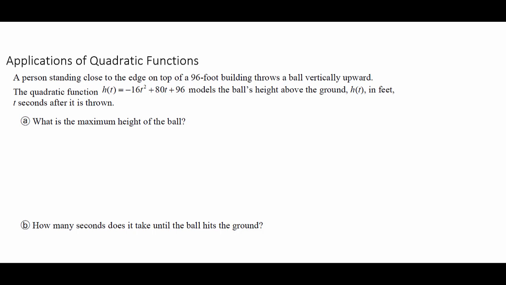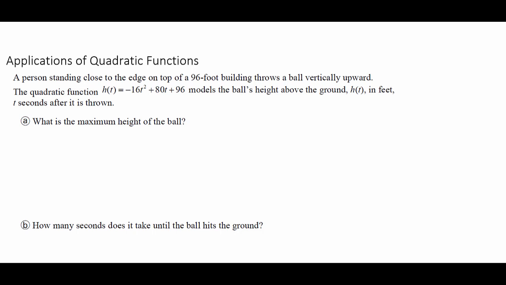In this video, we're going to do some word problems that involve quadratic functions. So let's take a look at that first one. We've got a person standing close to the edge on top of a 96-foot building, and he throws a ball vertically upward. The quadratic function h of t equals negative 16t squared plus 80t plus 96 models the ball's height above the ground, h of t in feet, t seconds after it is thrown. What is the maximum height of the ball?